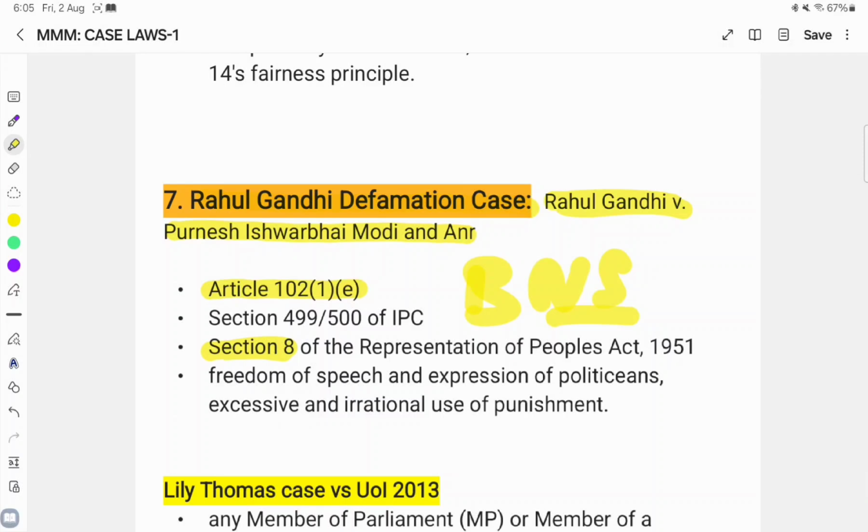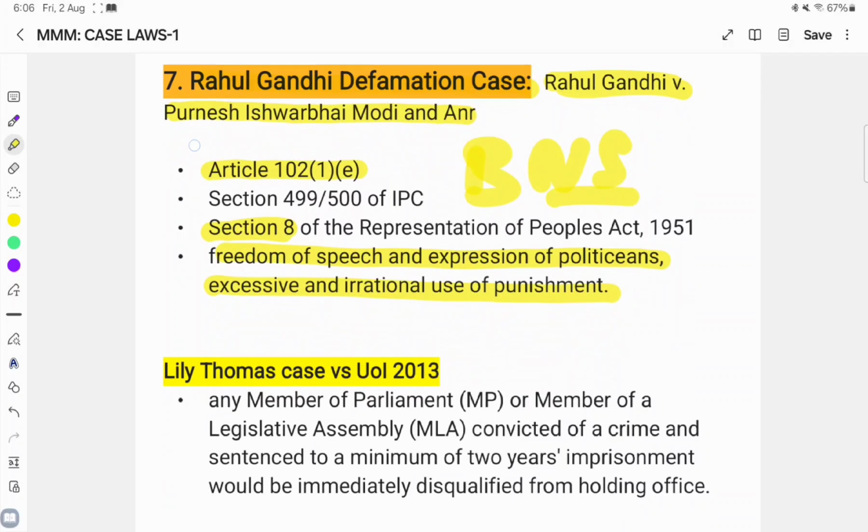Here the Supreme Court spoke about the freedom of speech and expression of the politician, and excessive and irrational use of punishment was involved in this case. That is, exactly 2 years of punishment was given to Rahul Gandhi. So the Supreme Court asked why the maximum punishment was given for that particular case. So those kinds of issues were involved.